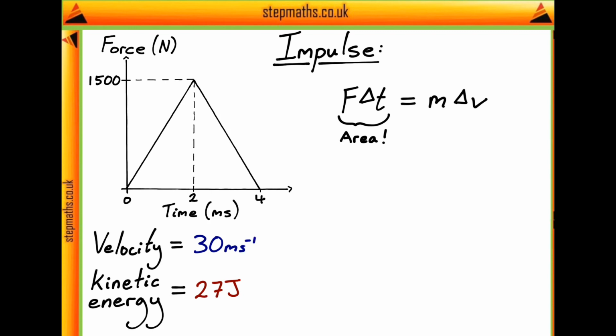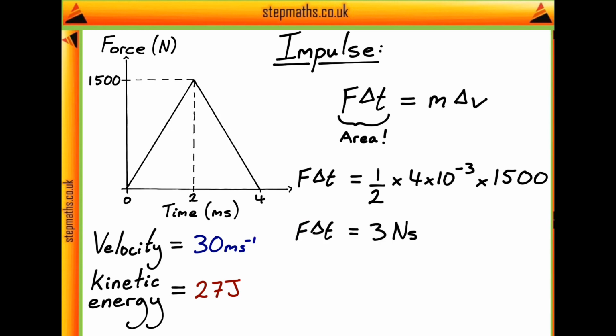Now thankfully the people who came up with this question were quite nice. They made our graph triangular, so it's going to be quite easy to find the area underneath it. How will we find the area underneath it then? Well, it's just going to be a half multiplied by the base of 4 milliseconds, taking care to note of the units, multiplied by its height of 1,500 newtons. Then just by working this through, we find that the impulse is equal to 3 newton seconds.